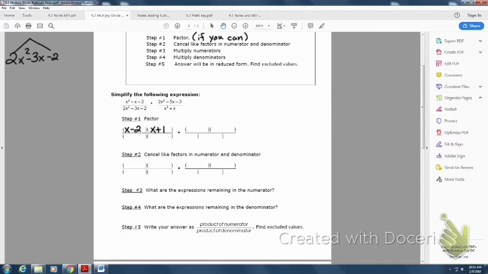2 times negative 2 is negative 4. And so what factors of negative 4 add up to negative 3? Negative 4 and positive 1. Whenever I have that leading coefficient, what do I have to do with it now? Try to divide by it. Does 2 divide evenly into 4? Yes. So I have x minus 2. Does 2 divide evenly into 1? No. So where does it go? In front of the x.